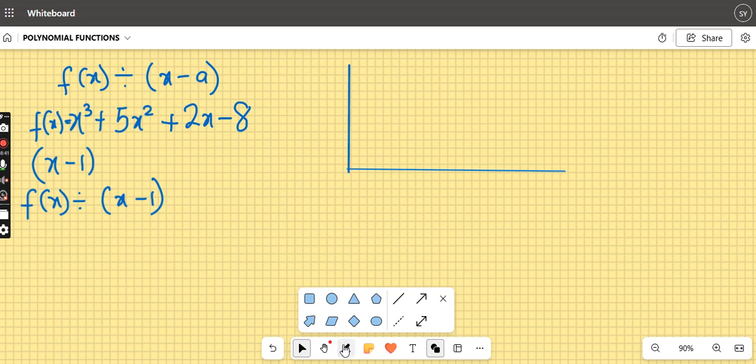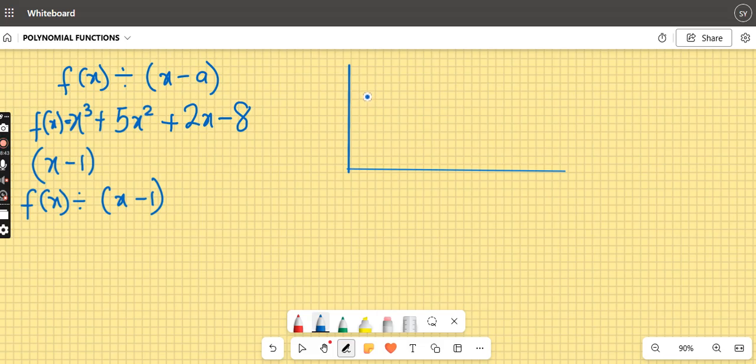So we have our synthetic division lines. Now let's put our coefficients there. I'm looking at the coefficients of f of x: 1, 5, 2, and negative 8. We have to always make sure that the coefficients have the correct sign, negative or positive. And then x minus a equals 0 gave us x to be what? 1. So we put our divisor here, 1.